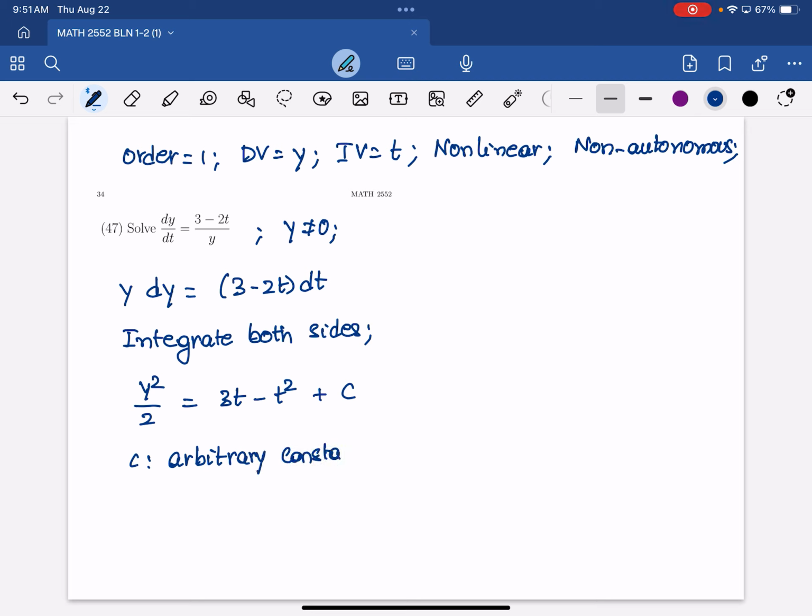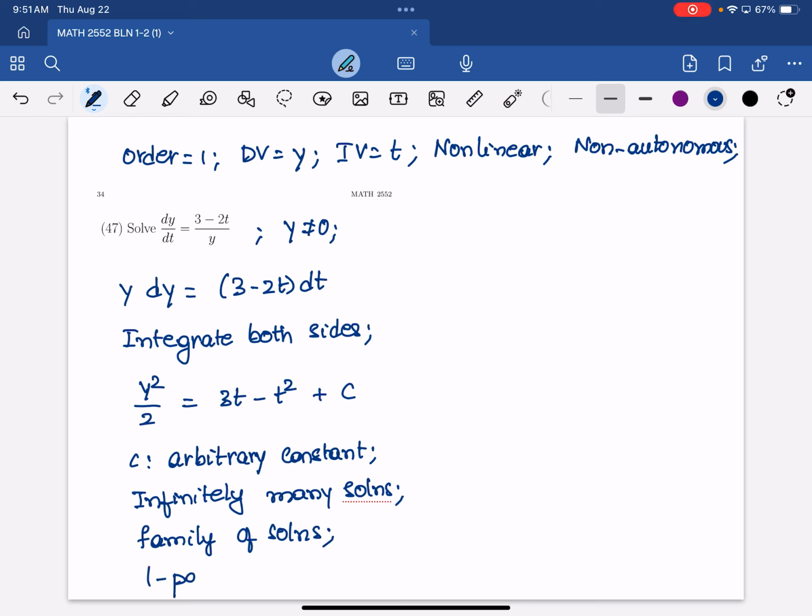So there are infinitely many possibilities for C. So how many solutions do I have? Infinitely many solutions. Very good. Okay, you have infinitely many solutions, right? So some textbooks refer to it as a family of solutions. Some other textbooks refer to it as a one parameter family of solutions. So what is the one parameter they're talking about? C. The one parameter is the C.